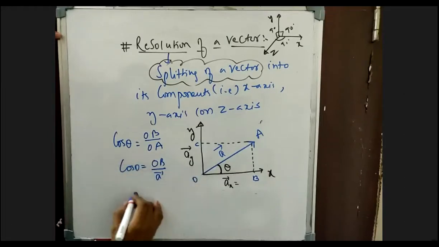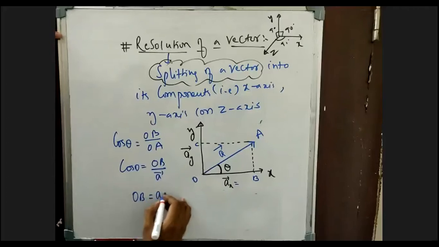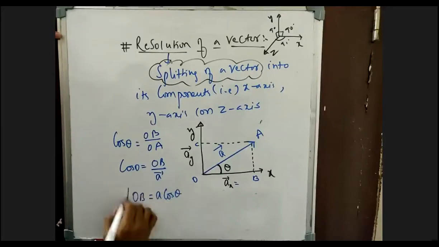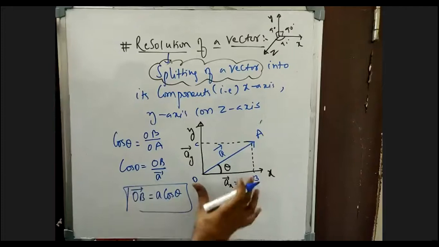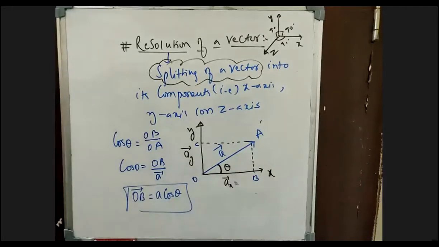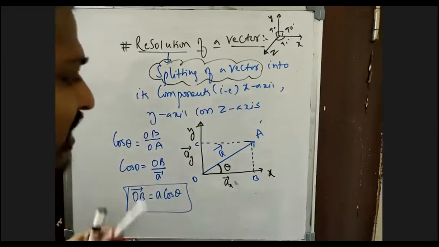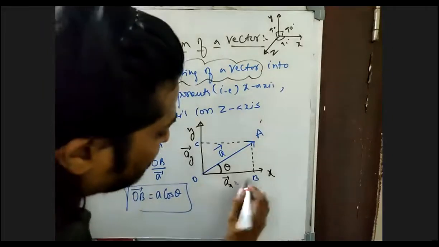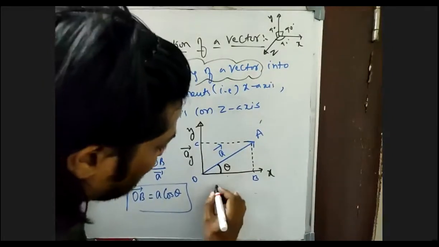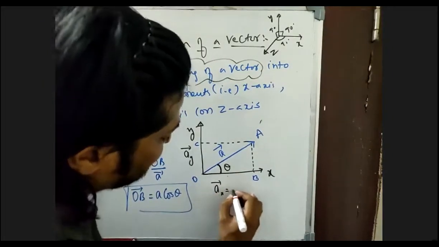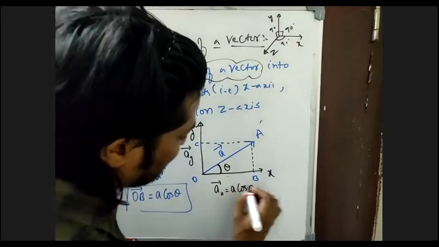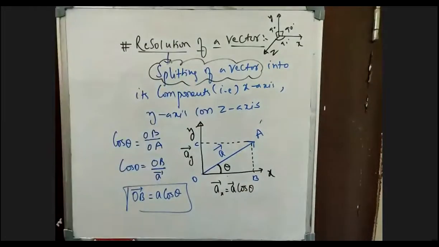That means OB is becoming A into cos theta. Is it clear for everyone? OB is equal to A cos theta. That means Ax will be equal to how much? Ax is nothing but OB. So the component along your x-axis will become A cos theta. Clear for this one?